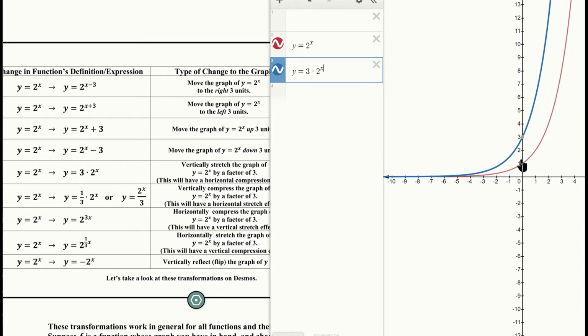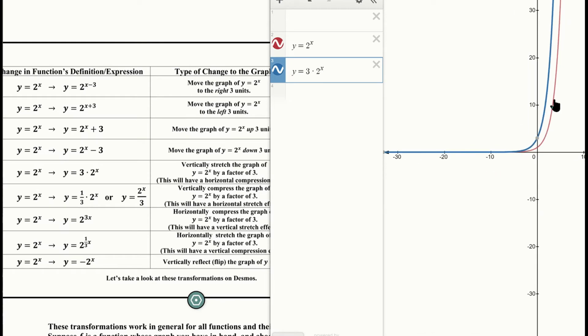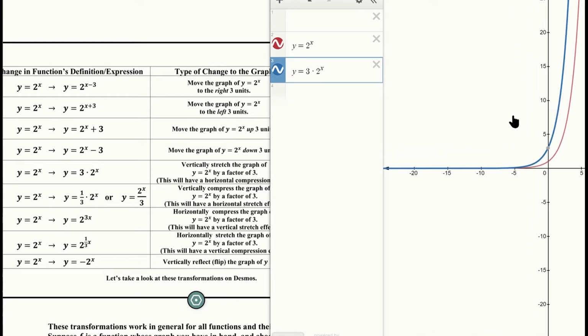And notice that vertically the graph was stretched. It's as if you're pulling it up vertically by a factor of 3, like the 1 is now 3 as an output. However, when you look at it horizontally, notice that it looks like you actually compressed it, as we were mentioning earlier. These two work simultaneously and they have opposite effects.